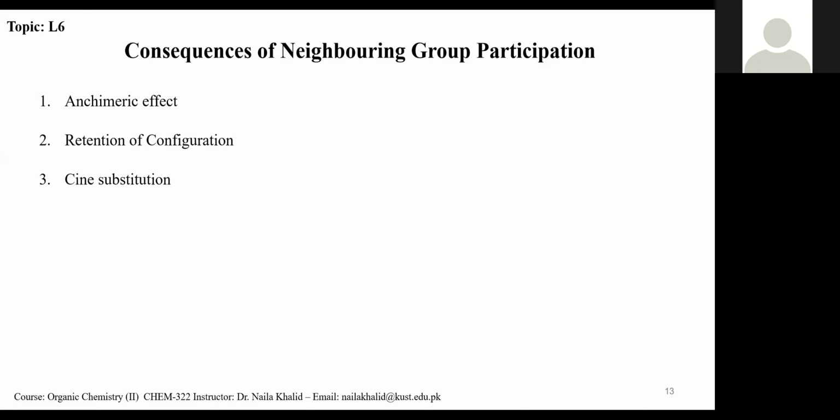First is the anchimeric effect, meaning the rate of reaction is very high, as we have discussed earlier. You will also observe retention of configuration. Although it is just like SN2, you will not observe any inversion of configuration; you will see retention of configuration. And there is rearrangement, meaning the coming nucleophile may take a position near the reaction center rather than at the reaction center.